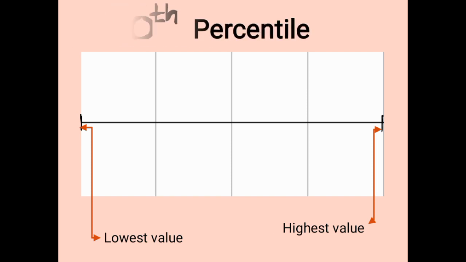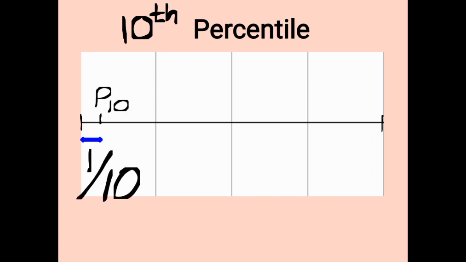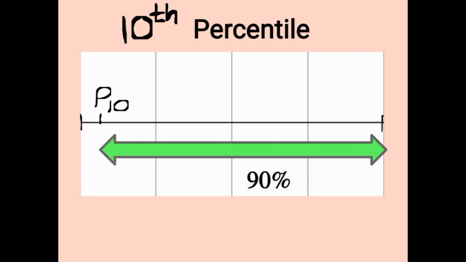So, the 10th percentile lies 1/10 of the way through the dataset. You could say 10% if we look from the lowest value. So here, 10% of the data values are less than the 10th percentile and 90% are greater.